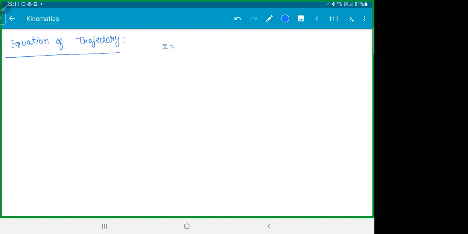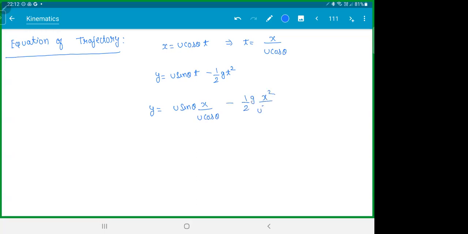We know x is equal to u cos theta t. So from here we get time is equal to x by u cos theta. y is equal to u sine theta t minus half g t square. So take this time and substitute here. Make it y is equal to u sine theta times x by u cos theta minus half g x square by u square cos square theta. So we get y is equal to x tan theta minus g x square by 2u square cos square theta.